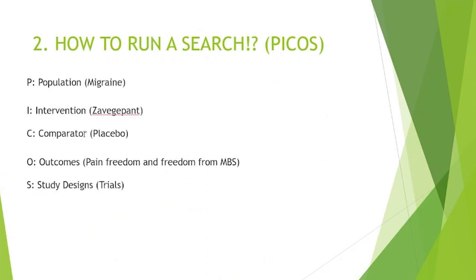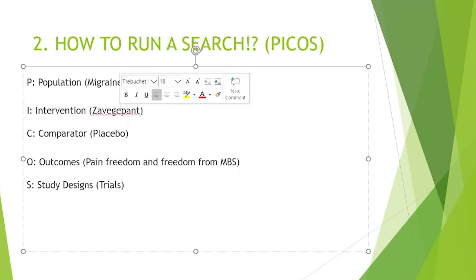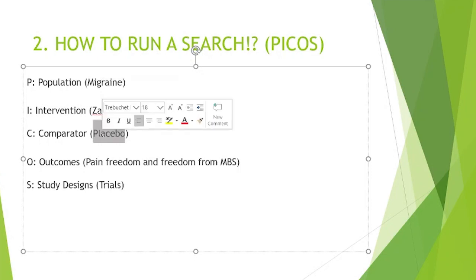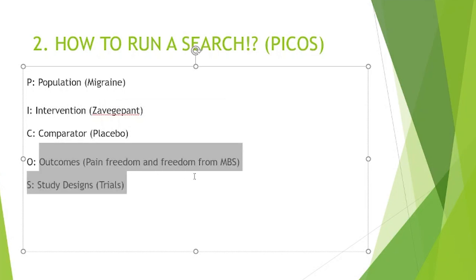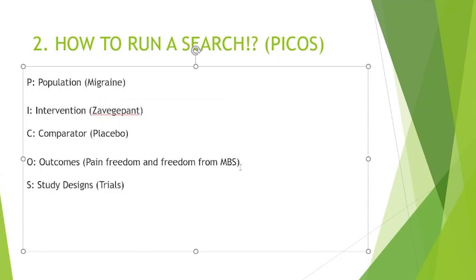In this example, the comparator we have is placebo. Comparator basically means the thing that you're going to compare your intervention against. In this particular example, migraine is the disease, Zweggy is the intervention, and hence the comparator is placebo. Then the outcomes, we don't add them in the PICOS. Outcomes are only defined if we are running a very refined or selective research, but that's not the usual practice, so we don't add it in our PICOS table.